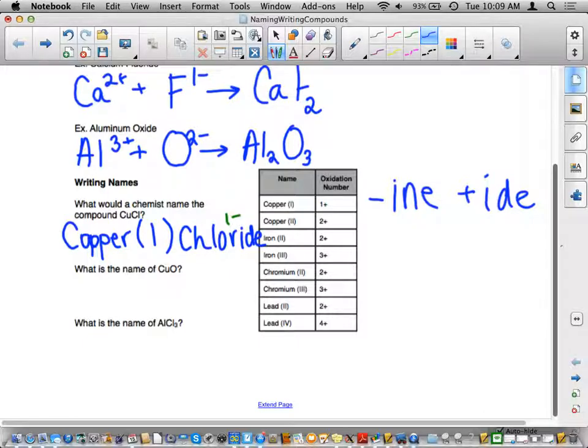All right, the second example, what is the name of CuO? Okay, again, we have copper. I'm going to put parentheses because I need to show which one I'm talking about. It's in column 11, so it's in that transition metal section. O, the element is oxygen, however, I need to say oxide. I take off the ending and add IDE. Caitlin?